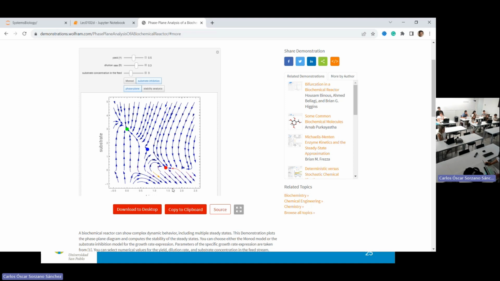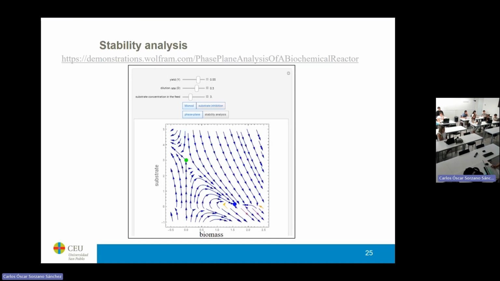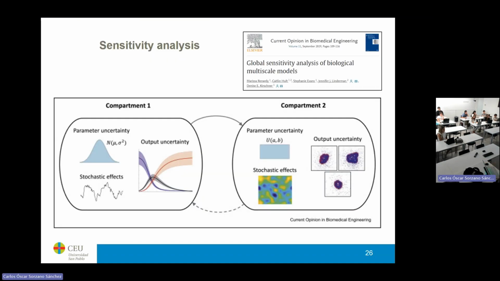Okay, what else? Sensitivity. So sensitivity is the following. And here I have taken this figure from this paper. This is for your own research, I think it is very interesting. You can follow this paper and see what they are saying.